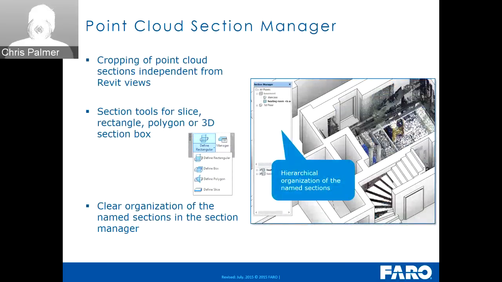Okay, so firstly then, the Point Cloud Section Manager. As you can see there, we now have the ability to define rectangular slices, rectangular crops, box sections and polygons, and also to create some slices from the point cloud. Now, this is specifically important when we're looking at pipe work.